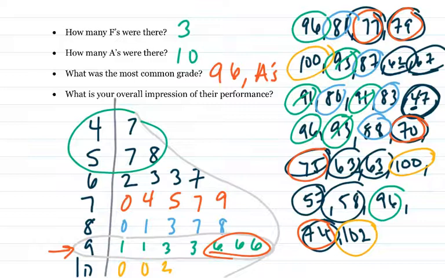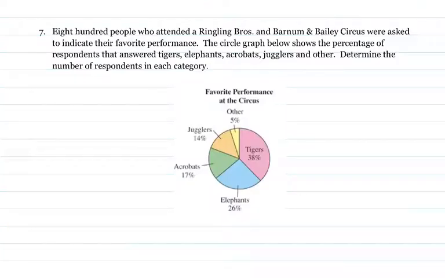What is your overall impression of their performance? I would say overall they did quite well. More than half of the students got a passing grade. That's a solid spread. I wouldn't be mad at that if that were an example of our grades. I don't want you to get 47s though, but I wouldn't be mad if that's what the spread looked like.